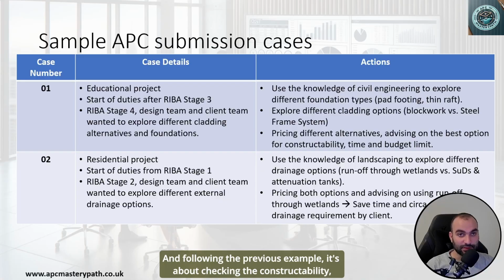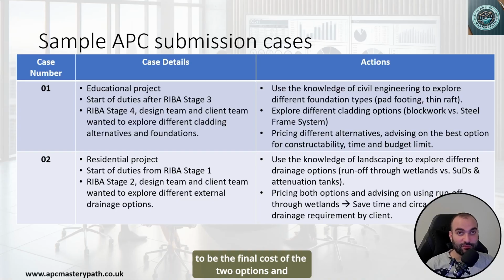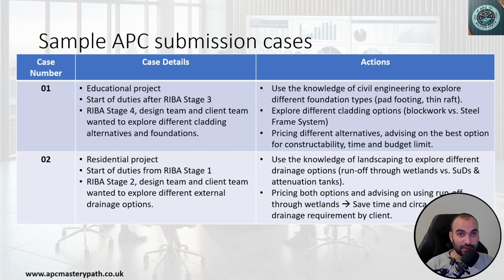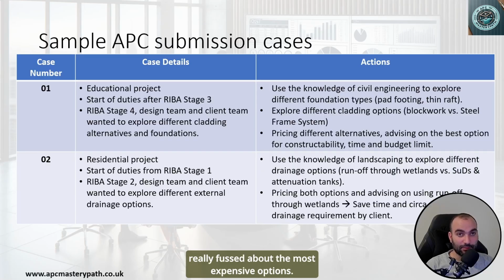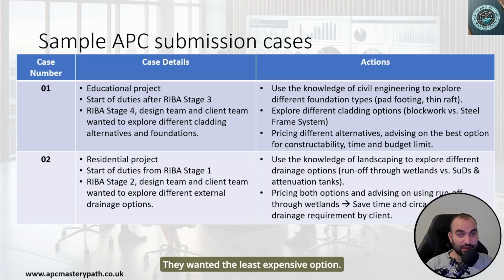And following the previous example, it's about checking the constructability, checking the design requirements, what they would prefer, and also what is going to be the final cost of the 2 options, and proposing what works best for the client's needs. In this exact situation, the client wasn't really fussed about the most expensive options. They wanted the least expensive option.